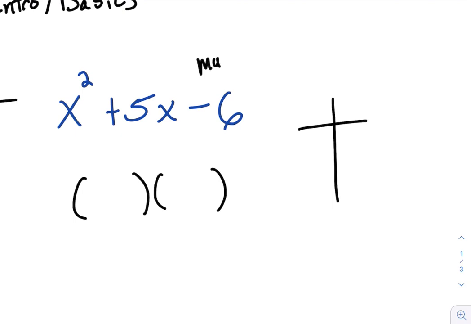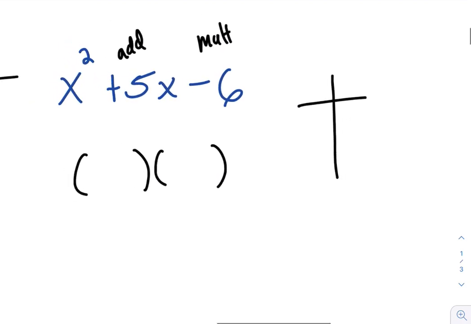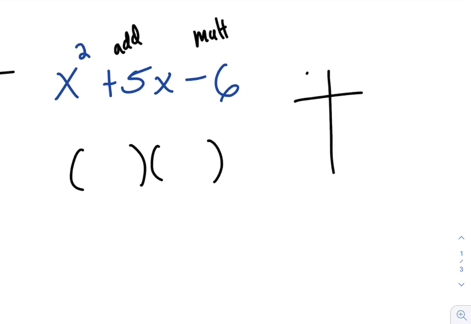Here we're going to multiply to a negative 6 and add to a positive 5. Now it's different because we're multiplying to a negative number. The only way to multiply two numbers to be negative is if one is positive and one is negative. So I know I'm going to have a positive and a negative number. So I can label the table as such.